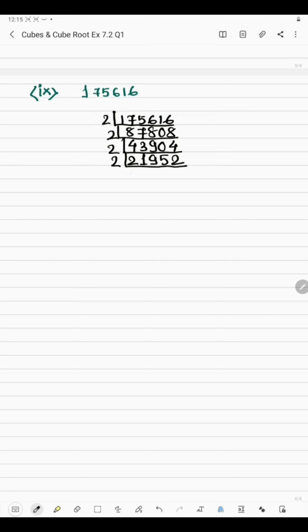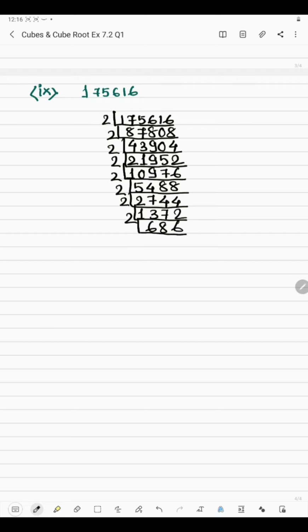Again we'll take 2. So 2 1s are 2, 0, 2 9s are 18, 2 7s are 14, 2 6s are 12. 2 5s are 10, 2 4s are 8, 2 8s are 16, 2 8s are 16. 2 2s are 4, 2 7s are 14, 2 4s are 8, 2 4s are 8. Next again the last digit is an even number, so we'll take 2. 2 1s are 2, 2 3s are 6, 2 7s are 14, 2 2s are 4. 2 6s are 12, 2 8s are 16, 2 6s are 12. Now again we'll take 2. 2 3s are 6, 2 4s are 8, 2 3s are 6.